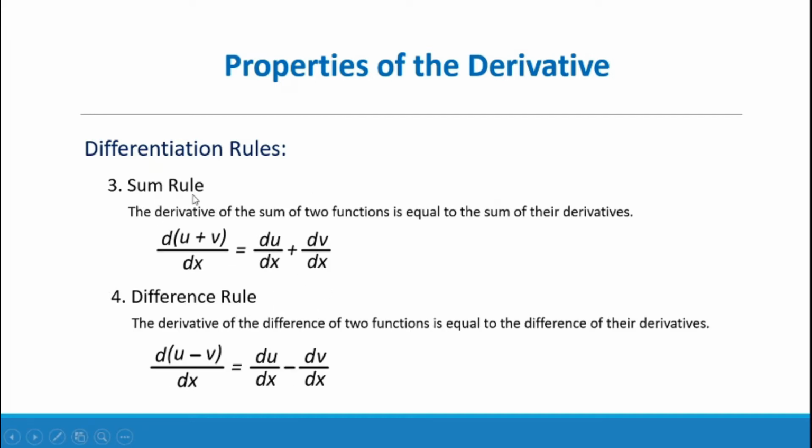Number 3. Sum rule. The derivative of the sum of two functions is equal to the sum of their derivatives. Derivative of u plus v is equal to the first term, derivative of u, plus derivative of the second term, v. While number 4, difference rule. The derivative of the difference of two functions is equal to the difference of their derivatives. Or derivative of u minus v is equal to derivative of the first term u minus derivative of the second term v.